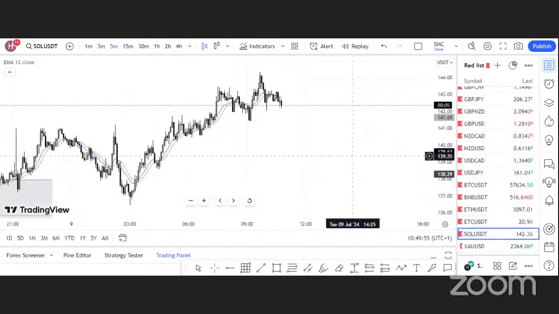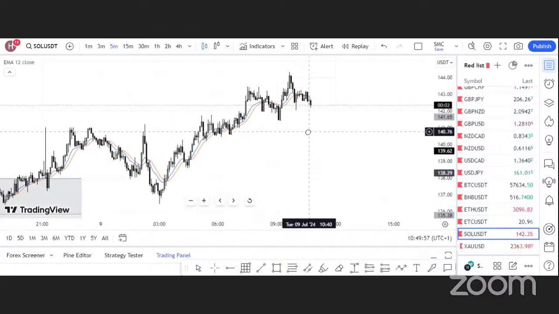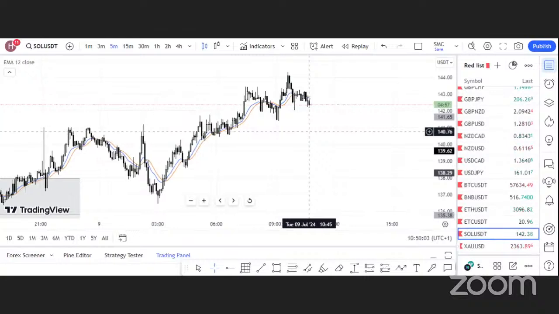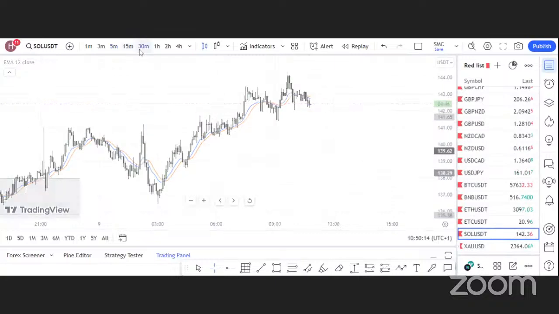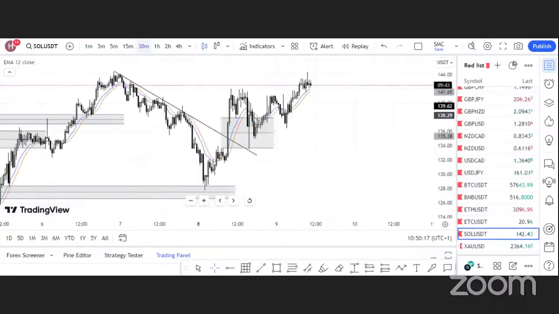Since our analysis on Ethereum USDT is also suggesting a buy, then I think we are good with BTC USDT. So we're just going to wait until the market either goes down to our entry point or breaks the entry point to the downside.